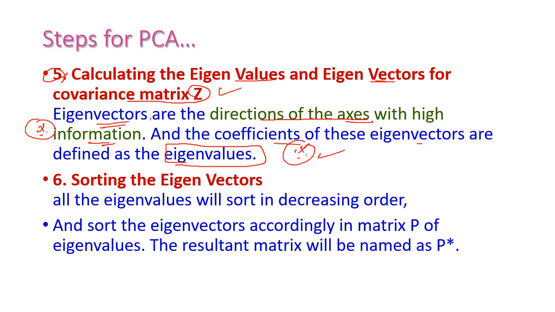Right, and the sixth step is sorting the eigenvectors. So we need to sort the eigenvectors in descending order. Accordingly, the eigenvalues of matrix P should also be sorted in descending order. Then the resultant matrix will be P star.